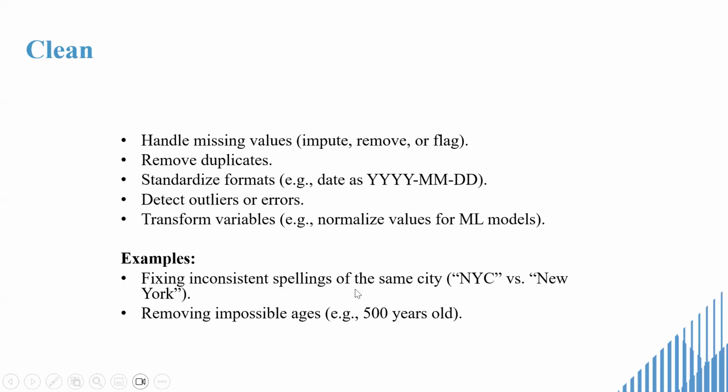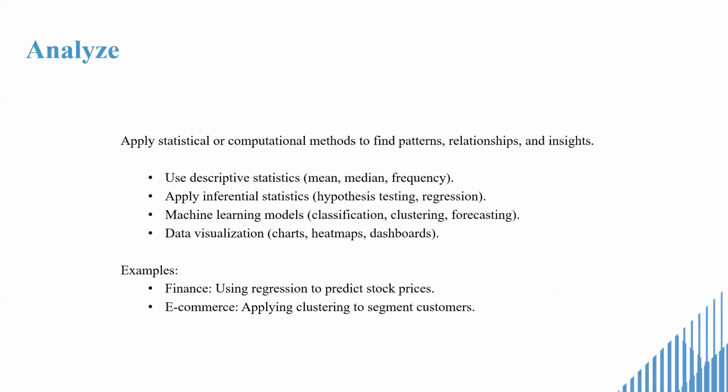Example, fixing inconsistent spelling of the city. For example, someone has written NYC versus New York. Maybe New York is also the same, but you should see whether your system will understand that it is also New York City or its shortcut or something. So inconsistent spellings or these things. Removing impossible ages, like someone says that I'm 200 years old. So these are impossible ages or something that you should always check when you're cleaning.